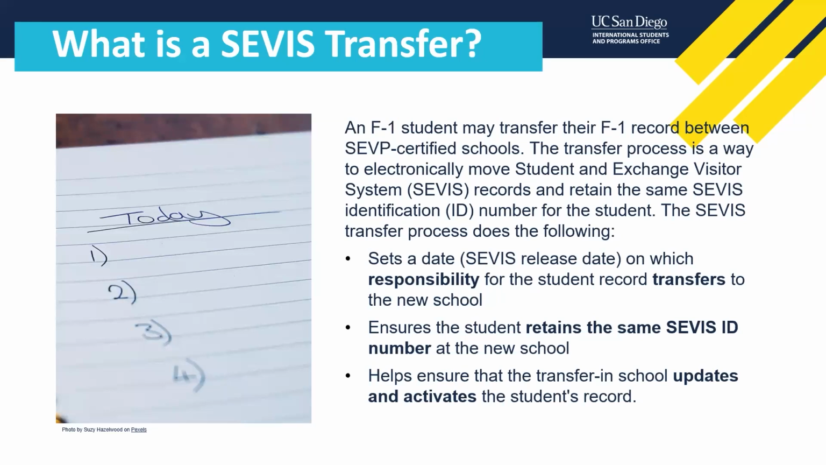Number two, the SEVIS transfer process ensures that your current SEVIS ID number, which is that long number at the top of your Form I-20 that starts with an N00, will remain the same, even though you will be obtaining a new Form I-20 from UC San Diego. And then number three, it ensures that our institution, the transfer-in school, will now be responsible for updating your SEVIS record and advising you on how to maintain your F1 status.